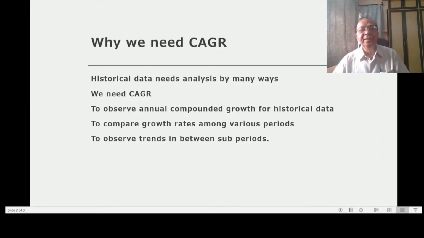Historical data needs analysis by many ways. We need CAGR to observe annual compounded growth rate for historical data, to compare growth rates among various periods, to observe trends in between sub-periods.